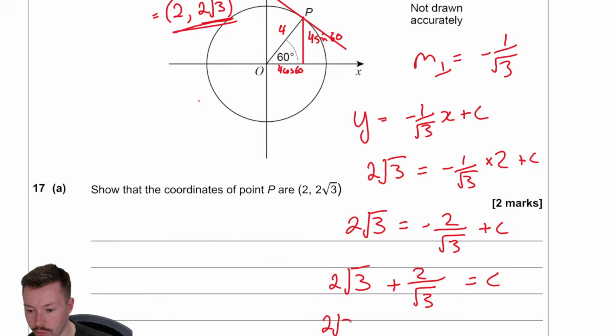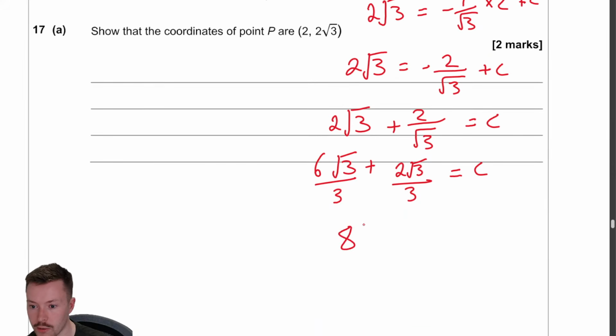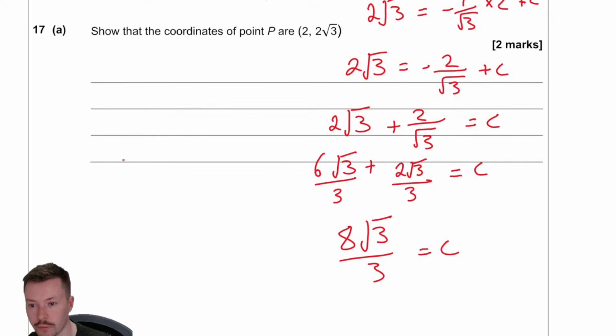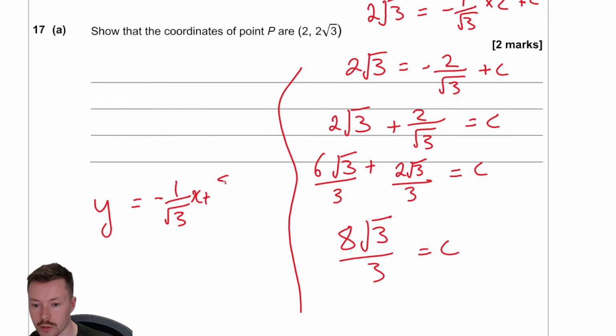So 2 root 3 plus 2 root 3 over 3. So this would become 6 root 3 over 3 equals c. So we get 8 root 3 over 3 is c. So my final answer is, I'll just do it over here, y equals minus 1 over root 3 times x plus 8 root 3 over 3.